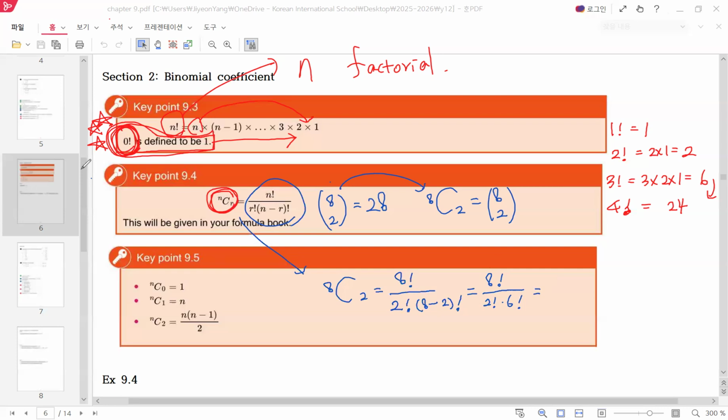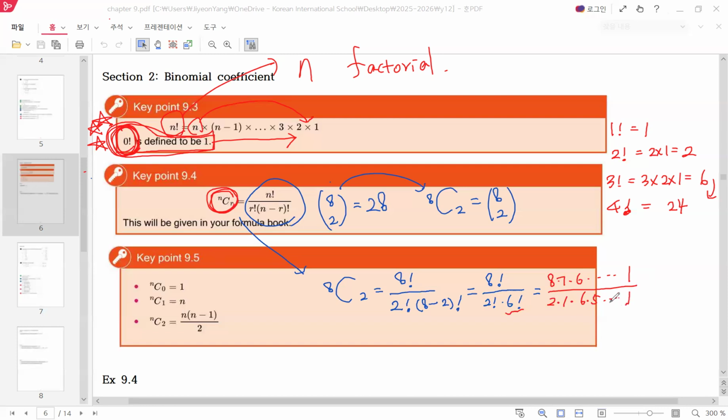Of course, students, you can calculate it by using your calculator, but you can calculate it manually as well. I'm going to show it to you. What is 8 factorial? 8 times 7, 6, to 1. Understand? Divided by 2 times 1 times 6 factorial, 6 times 5 times 1.